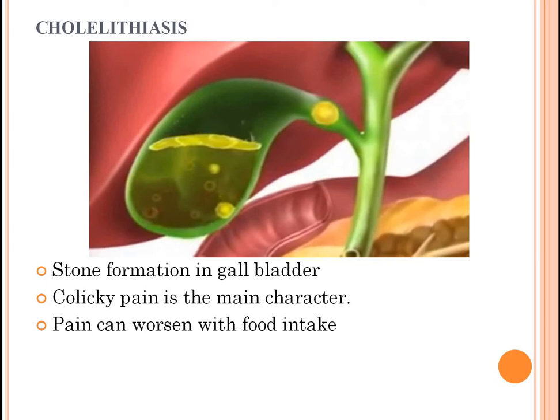So what is the first C? Cholelithiasis. It is stone formation in the gallbladder. Colicky pain is the main feature. The pain can be steady, and this pain may come and go without causing much trouble. But in some cases, the stone can move and get stuck at the level of the cystic duct. That leads to cholecystitis. So the main cause of cholecystitis is cholelithiasis.